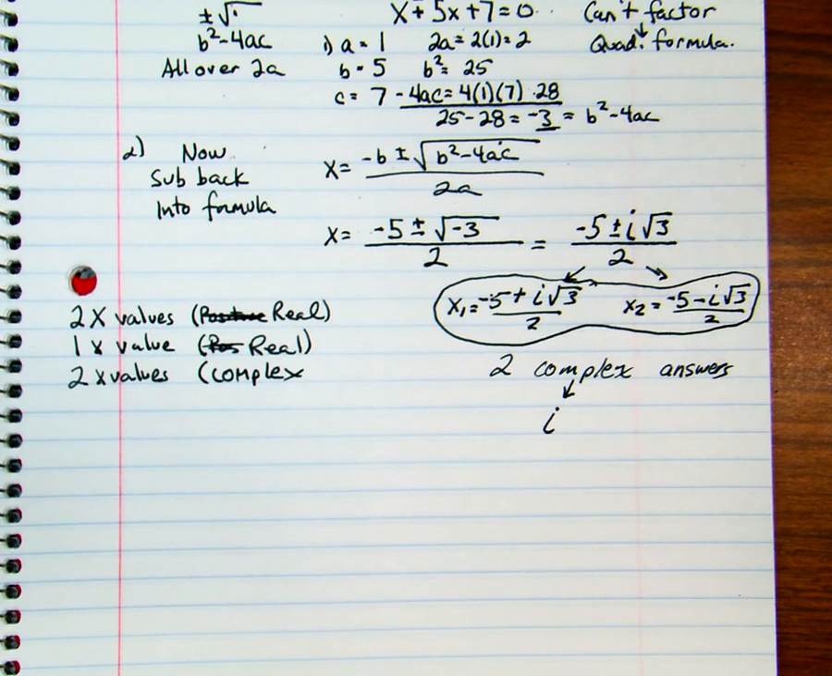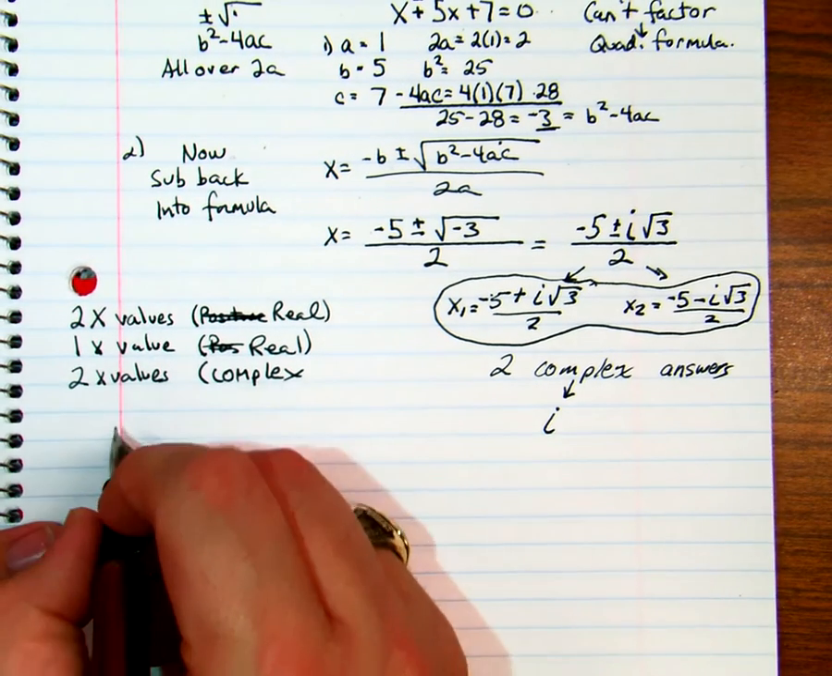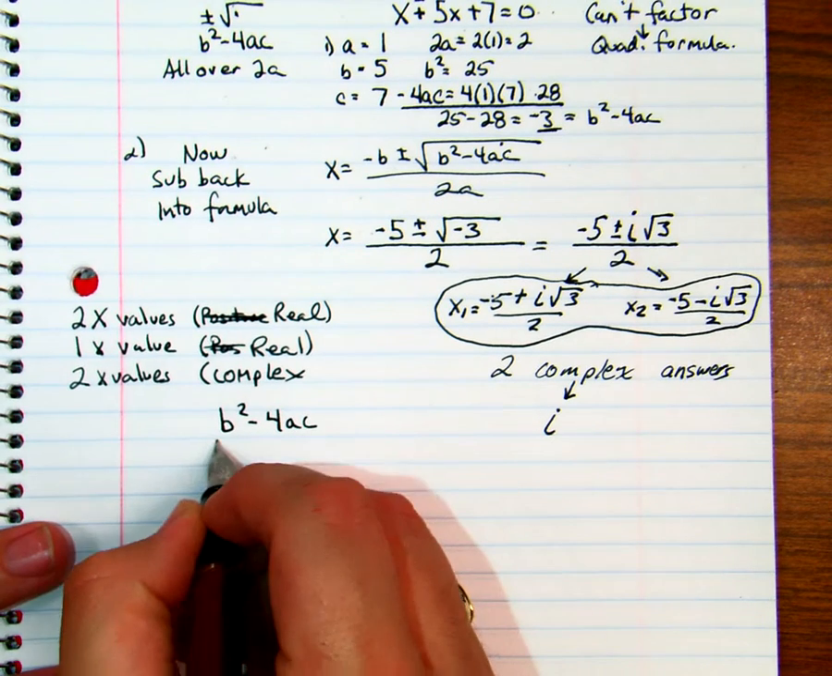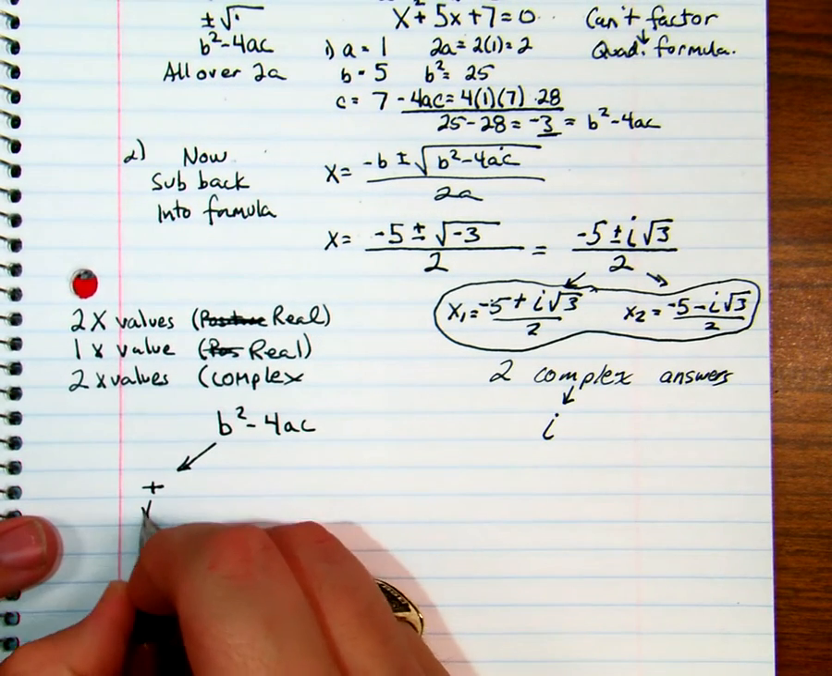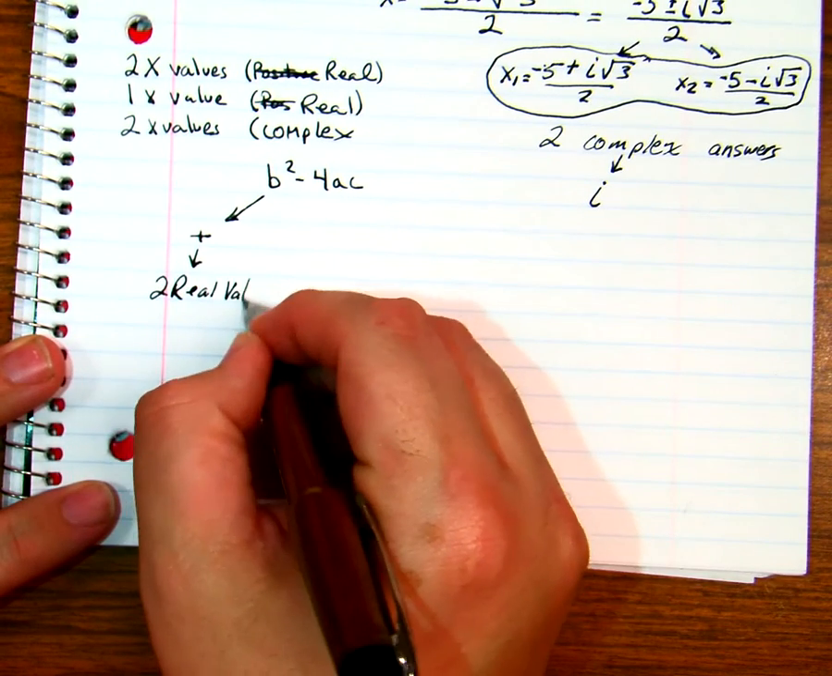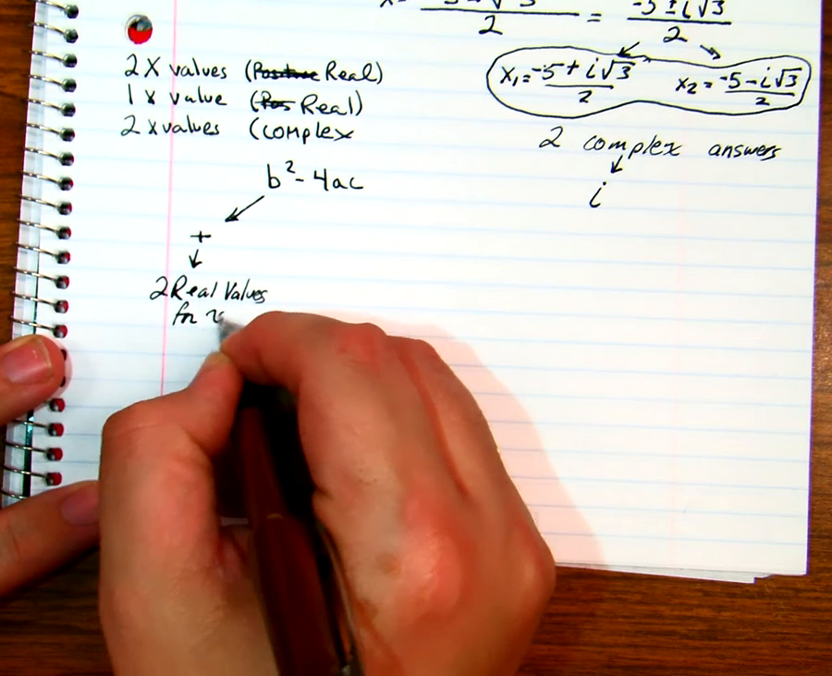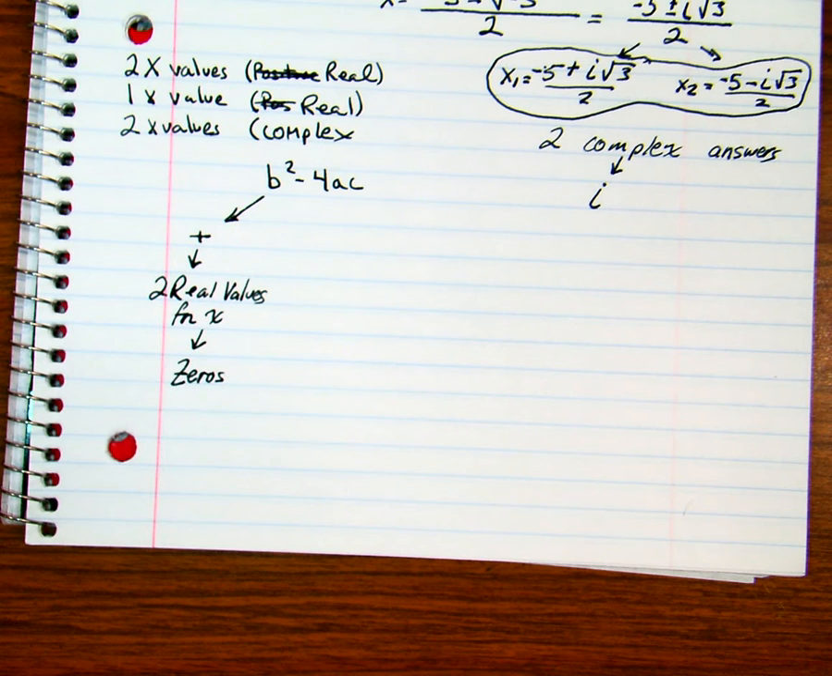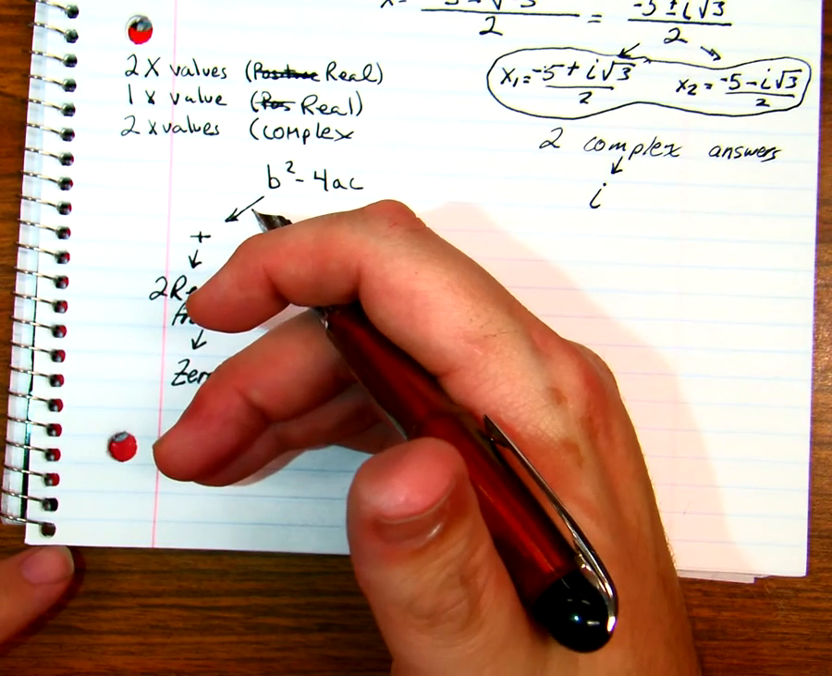Now, here's the situation. It all comes down to b squared minus 4ac. If this is positive, you're going to get two real values for x. If b squared minus 4ac is a positive value, you're going to get the zeros. And what is another name for a zero?